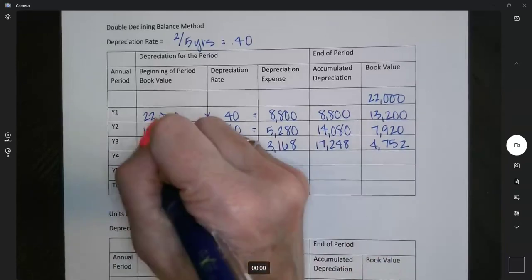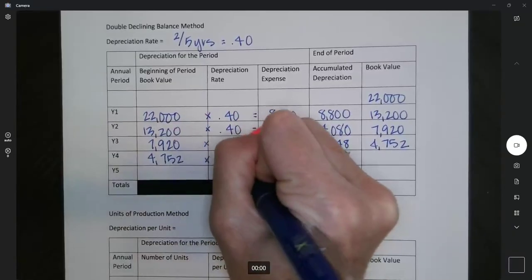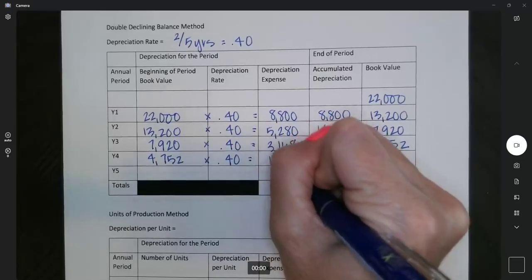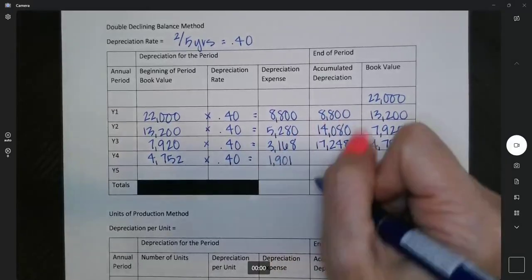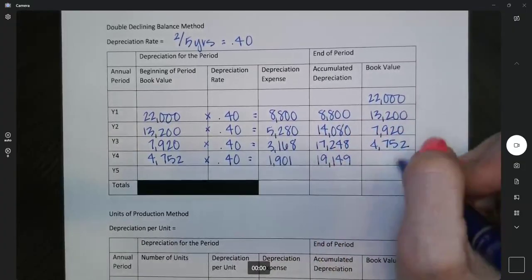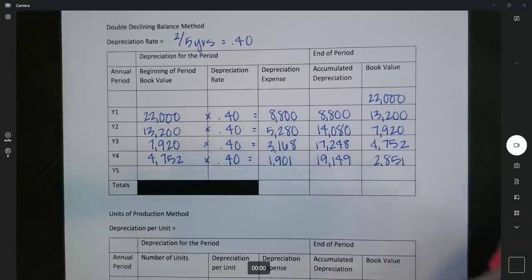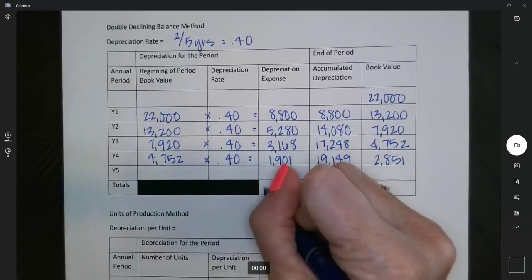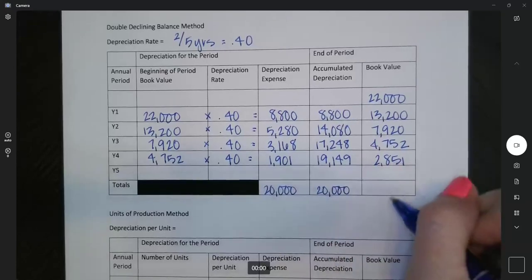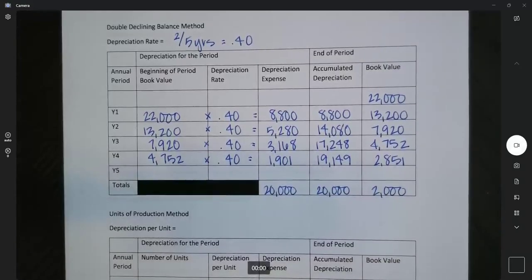Year 4, we carry it over, 4,752. Multiply it times 40%. We're going to get 1,901. That might be rounded to the dollar. Our accumulated depreciation is now 19,149. And our ending book value is 2,851. At this point, it's important to factor in that our total depreciation expense can only be 20,000. Our total accumulated depreciation can only be 20,000, and our ending book value can only be 2,000. We cannot go beyond the depreciable cost, okay?